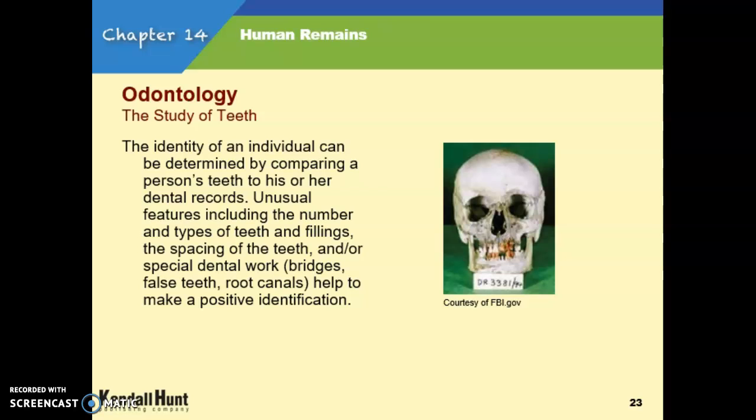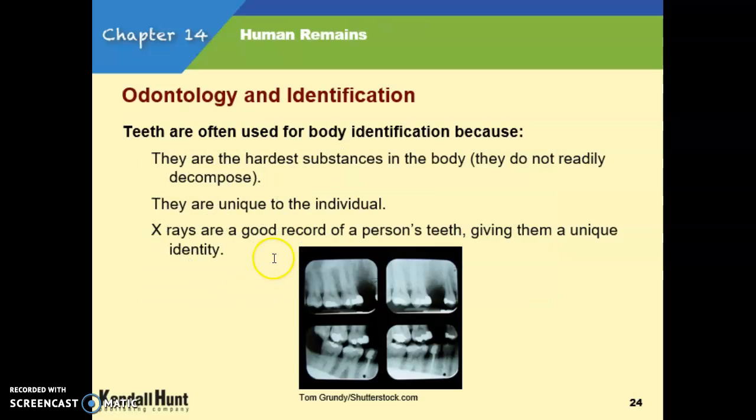All right, so odontology is the study of teeth, and teeth can be used to help determine the identity of someone after death. So things that are found in your dental records like fillings or crowns or spaces between teeth or presence of dental work, okay? All of this can help to make a positive identification. So teeth are often used for body identification because they are very hard and they don't decompose, and they are unique to the individual. So x-rays are one of the most commonly used to do dental identifications.